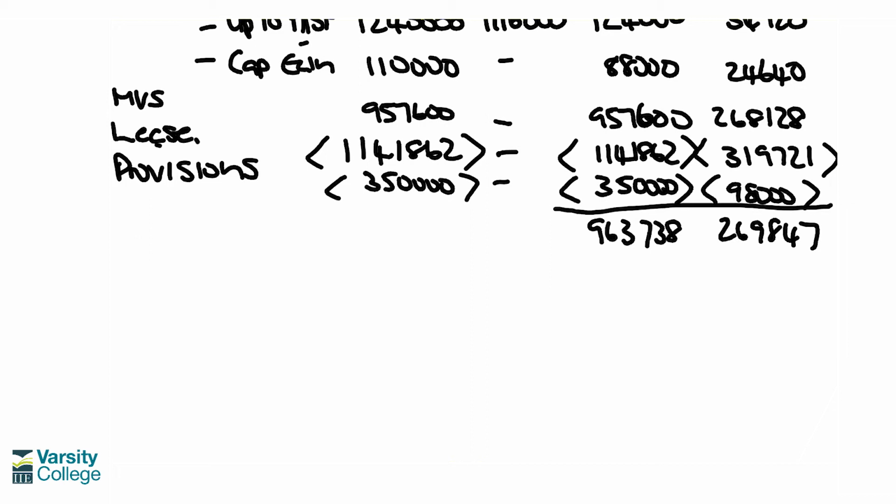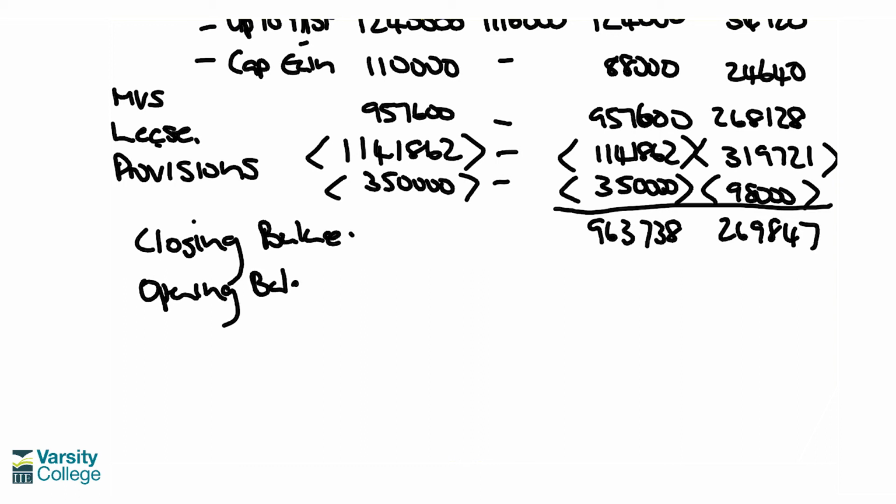So what we have to do is subtract the opening figures. So this is closing balance. We subtract the opening balance. But remember what I told you earlier on when we were looking at the question. I said to you, separate out the deferred tax asset from the DTL opening balance. It was 205,537.